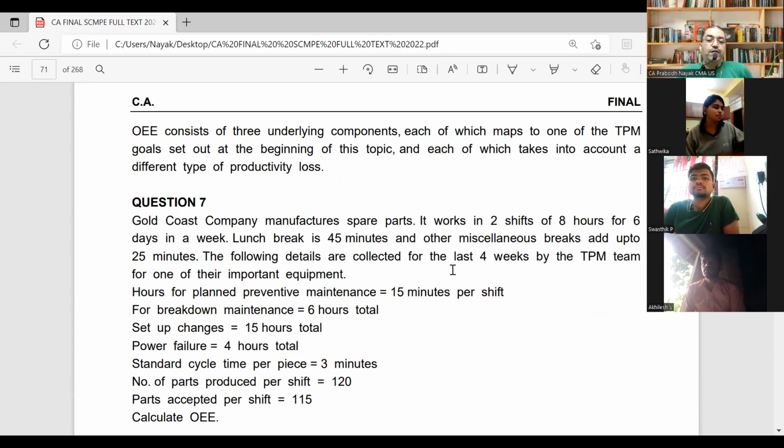The OEE consists of 3 underlying components, each of which maps to one of the TPM goals set out at the beginning of this topic, and each of which takes into account a different type of productivity loss. Now, what is the meaning of this? You can ensure that this particular thing is going to be used for interpretation sometimes. How to calculate OEE? Because when you're calculating OEE, there are certain ratios that you need to calculate. So I'll just give an idea as to what ratios are required to be calculated to arrive at this score. Because they are saying that there are 3 underlying components. Let us see what those 3 underlying components are.